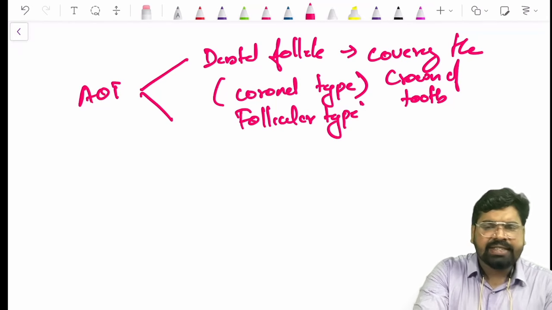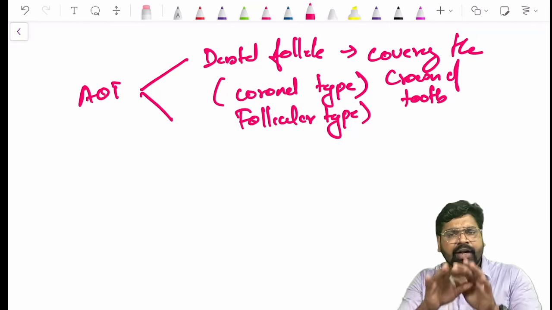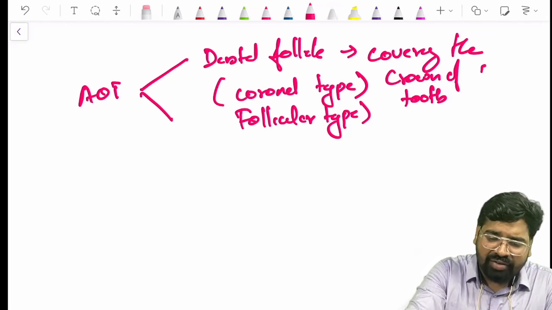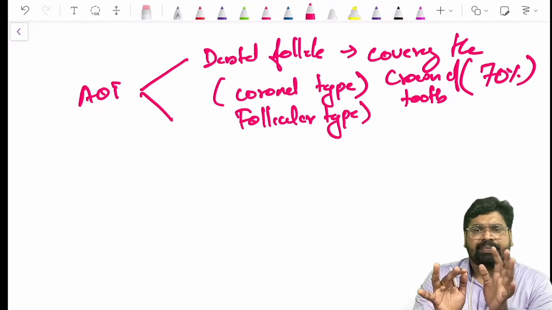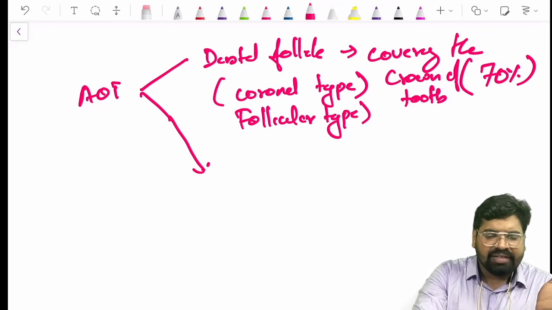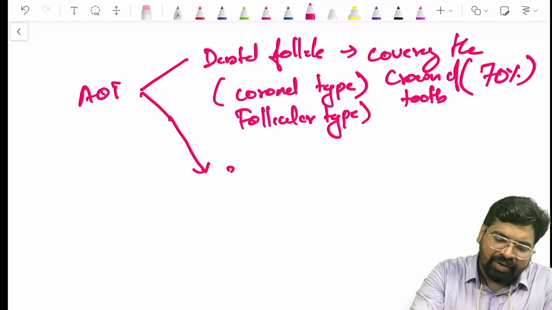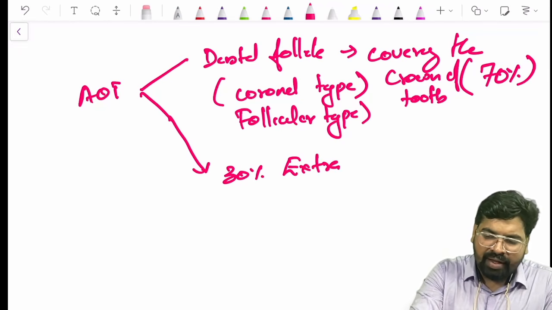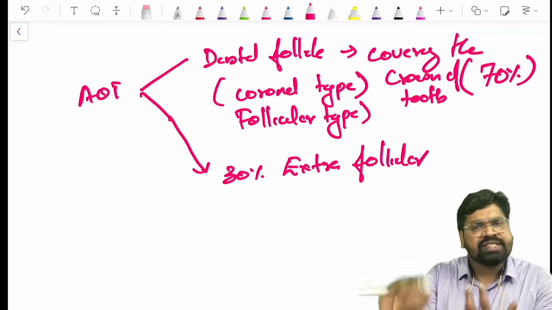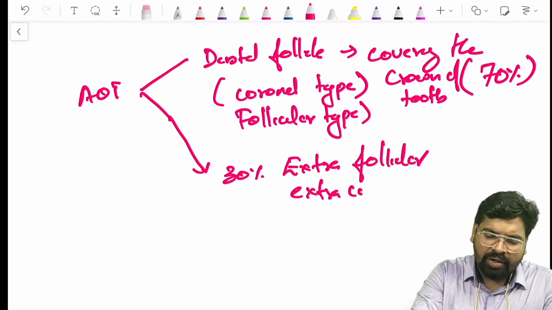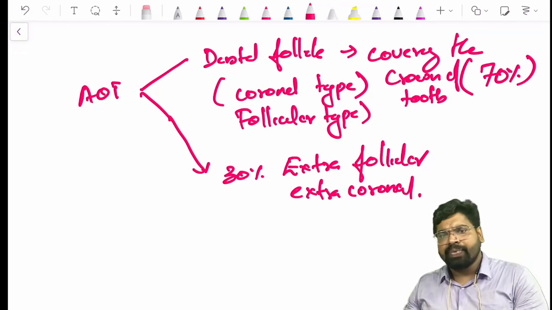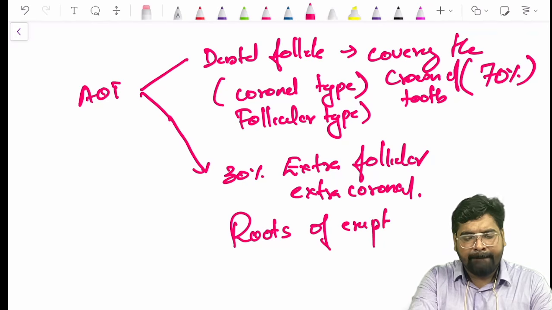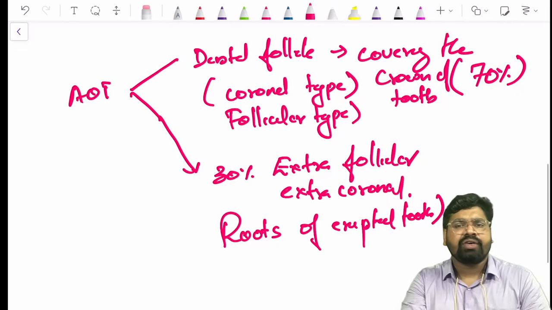So AOT can arise from the dental follicle, in and around the dental follicle. If it is in and around the dental follicle, we call it coronal type or follicular type. 70% of the cases are coronal or follicular type, around the crown of the tooth. But in few cases they come near the roots of the tooth. 30% of the cases come outside the follicle, that is extrafollicular, or we say extracoronal, and that comes near the roots of an erupted tooth. These are the two occurrences of your AOT.